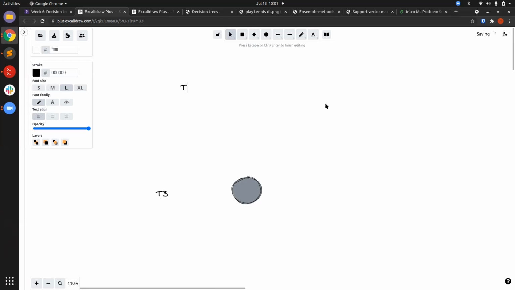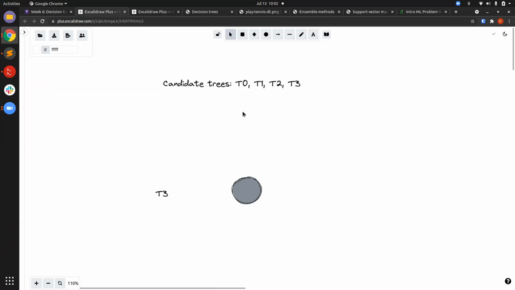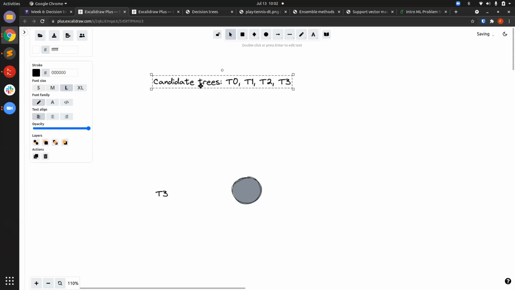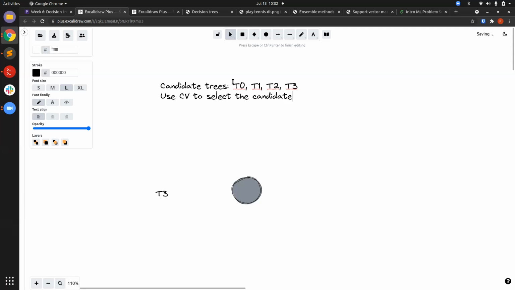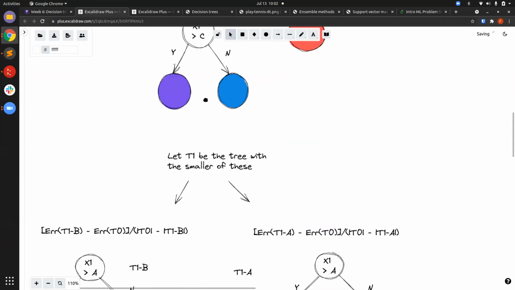Okay, so now I have a bunch of possible trees. Tree 0, tree 1, tree 2, tree 3. Okay, these are my candidate trees. And I know that obviously the deeper the tree, the more training accuracy I'll have. And obviously tree 3 will have the worst training accuracy. But remember, I'm not after training accuracy, I'm after generalization. So then I can use cross-validation to select the candidate tree that has best validation accuracy. Okay. So that's the general procedure of pruning.